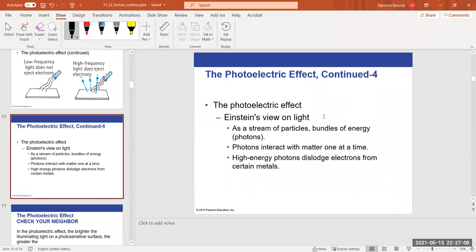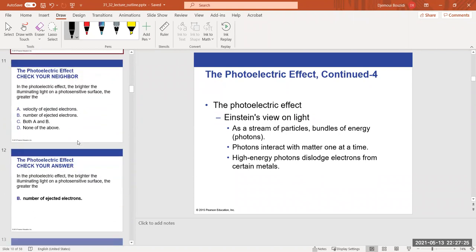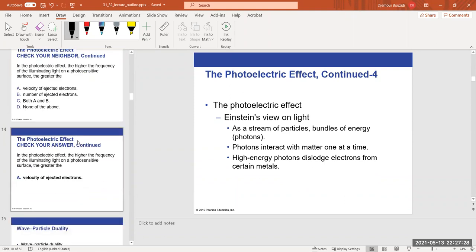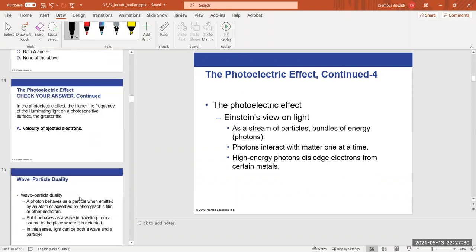So Mr. Einstein proposed the idea of photons. A stream of particles, bundles of energy, that is what light is. Photons interact with matter one at a time. High energy photons dislodge electrons from certain matter. So that is basically the photoelectric effect. It explains it beautifully, and there is no problem with it.